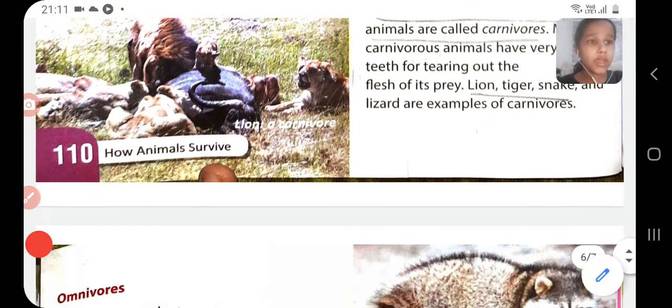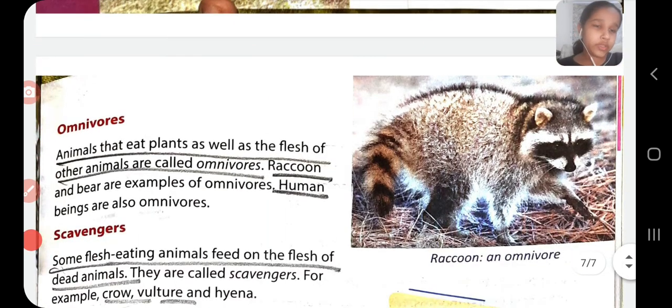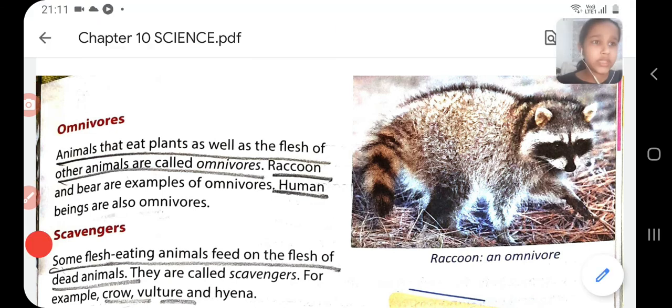Okay? Now, what are omnivores? These animals eat flesh and plants also. Raccoon is an example, and bear also. And human, we eat plant products also, we eat vegetables and fruits, and we eat meat also, yes?